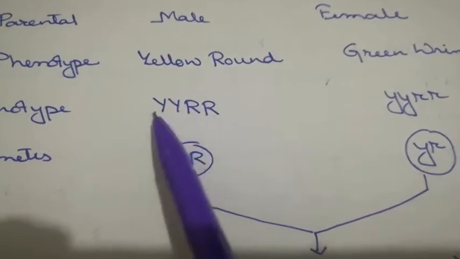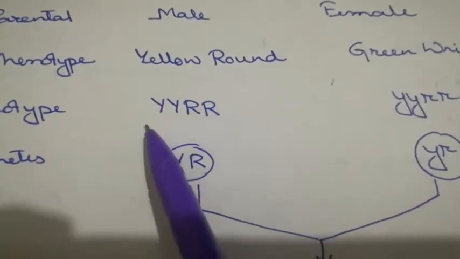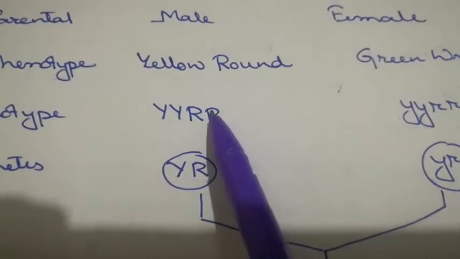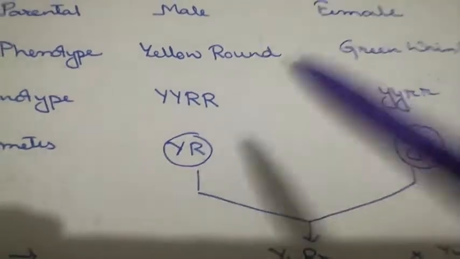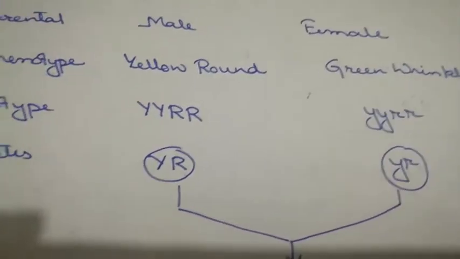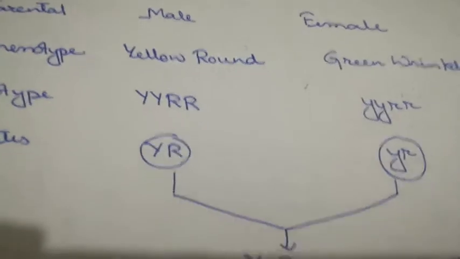That is, these two are independent of one another. It is neither dependent on one another for its expression. Therefore, this is known as the law of independent assortment.